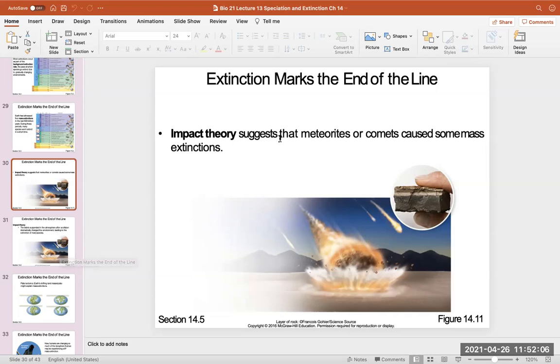So the impact theory says that meteorites or comets caused some mass extinctions. The way they know, there is a chemical called radium. It's not found on Earth that much, but it's found in meteorites. So when they find the bones of dead animals, they find a layer of that chemical on there. They're not going to find just a few bones, they're going to find lots of bones. Then they know this happened because something hit the Earth, and that's why we have the chemical on there.